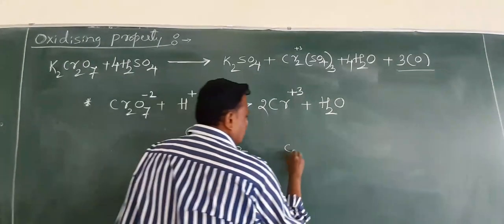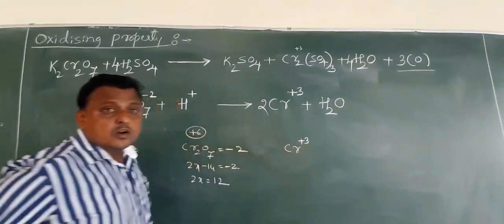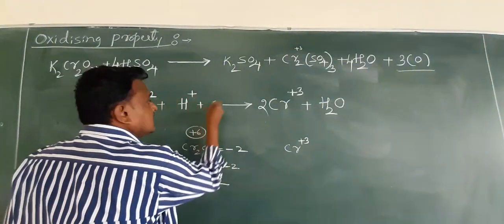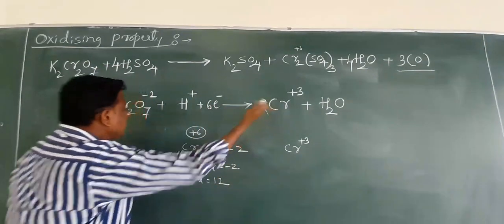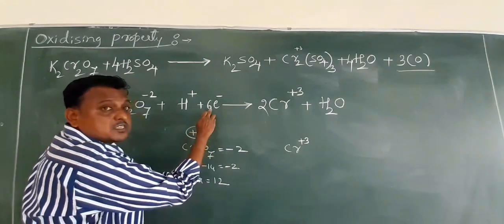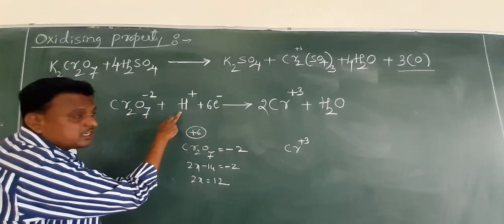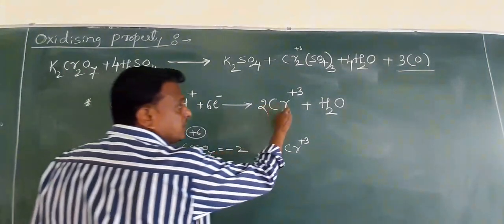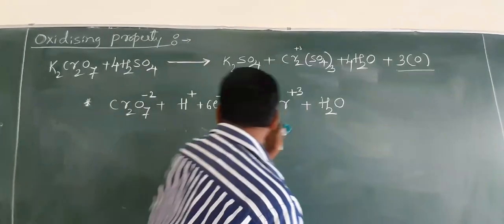And now here chromium is plus 3. The decrease in oxidation state from plus 6 to plus 3 shows a gain of 6 electrons, because there are 2 chromiums, each carrying 3 electrons. The dichromate ion is treated with acid along with accepting 6 electrons, and becomes the chromium plus 3 ion. Now you have to balance this reduction reaction.